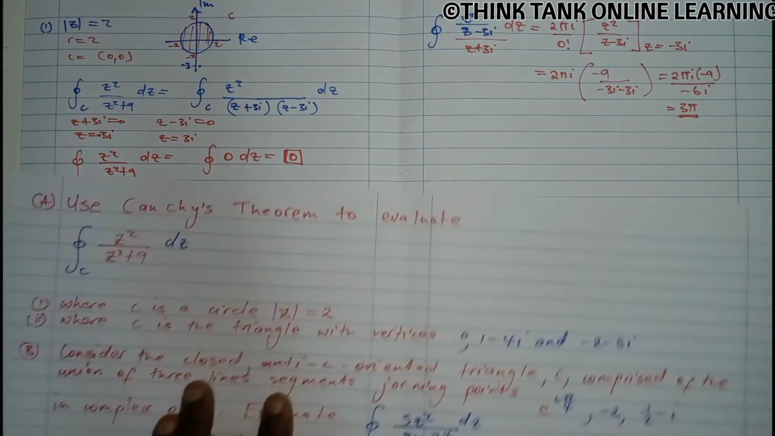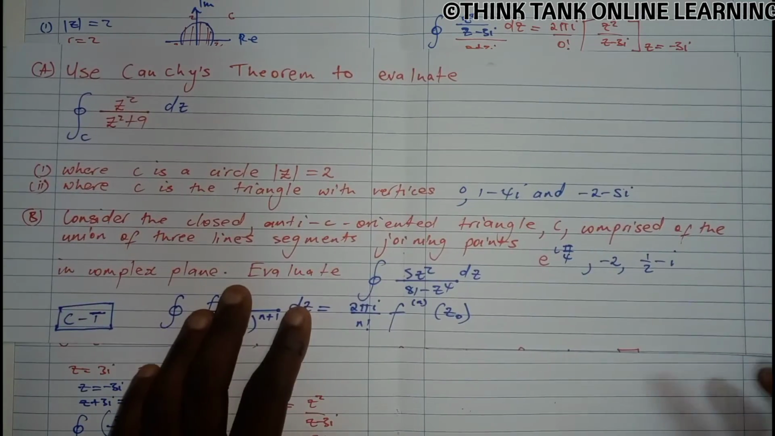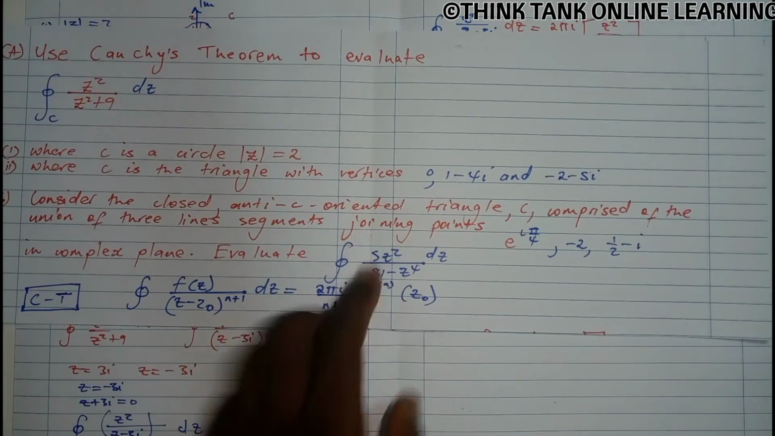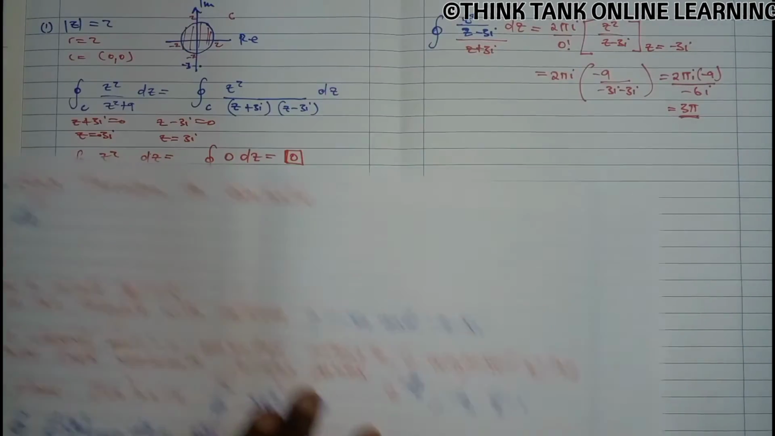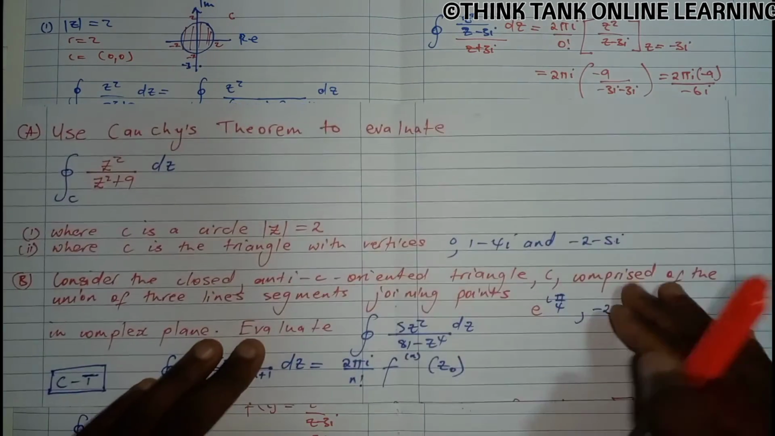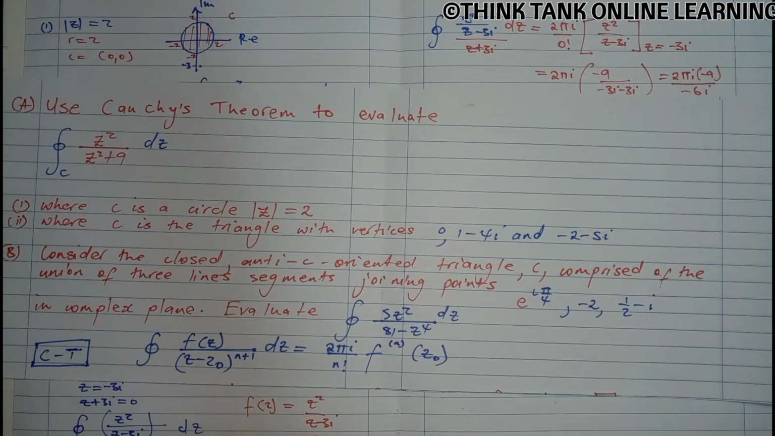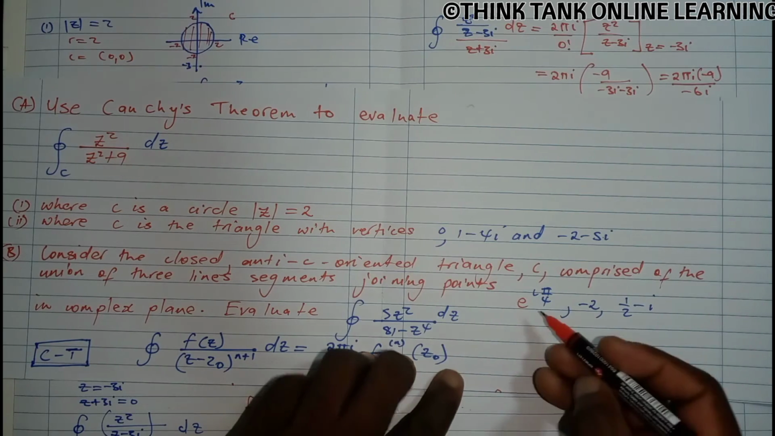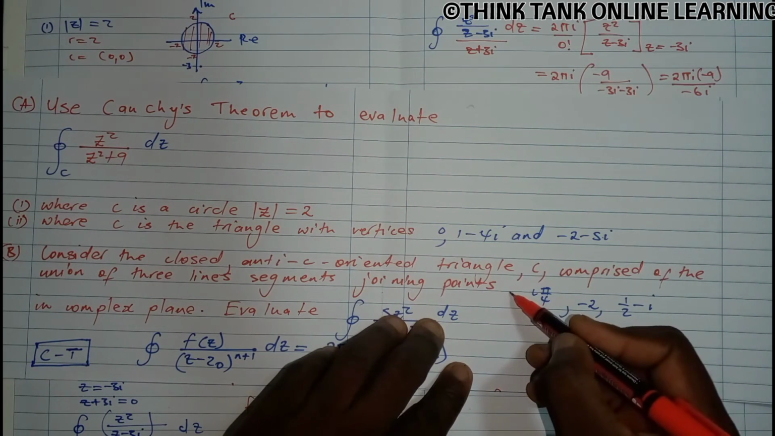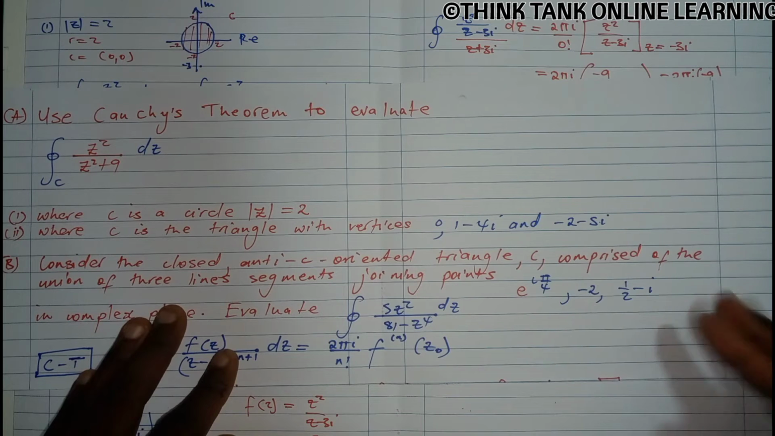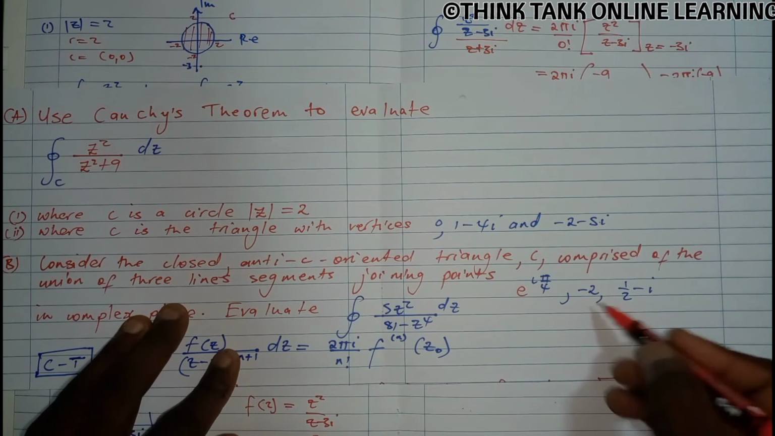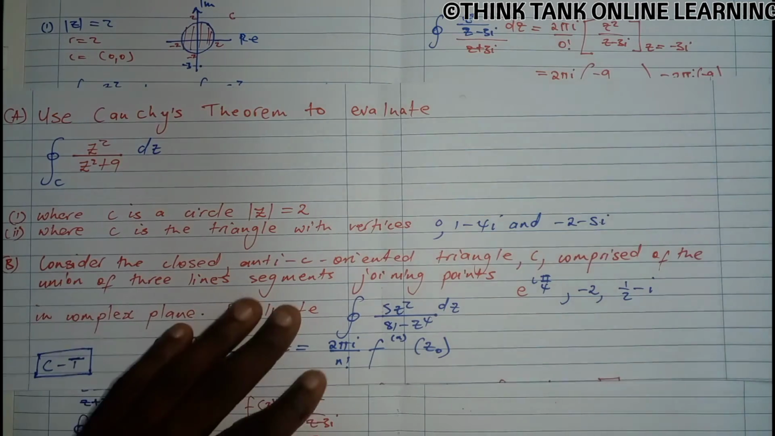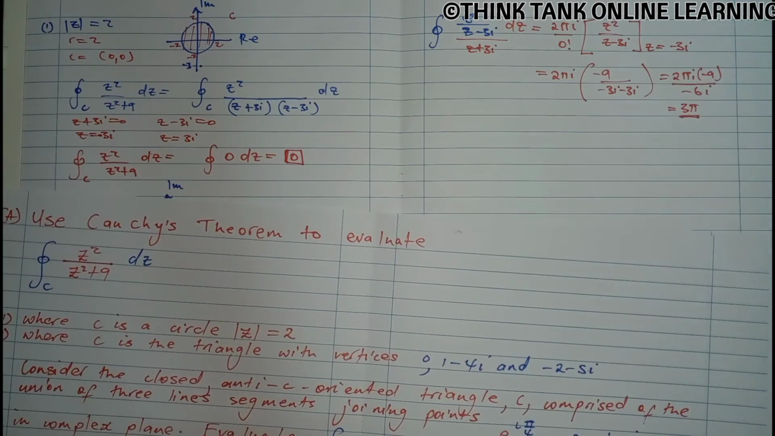Okay, so now we're moving to this question, which looks more complicated, but it's not complicated like you think. We're going to do the same. We want to evaluate the integral. Remember that we're given a triangle. So these are the coordinates for our triangle: e to the power i pi upon 4, negative 2, 1 minus 2i. Okay, so let me write it here.